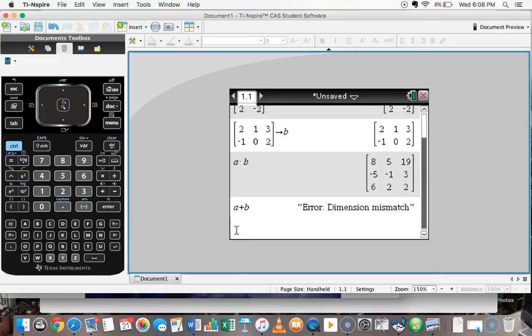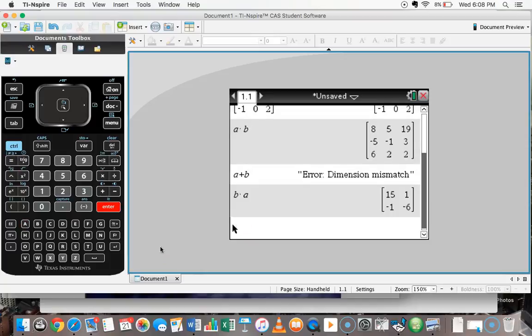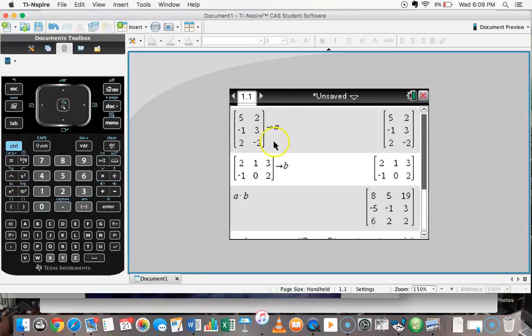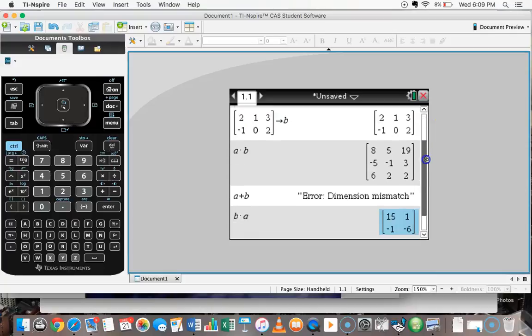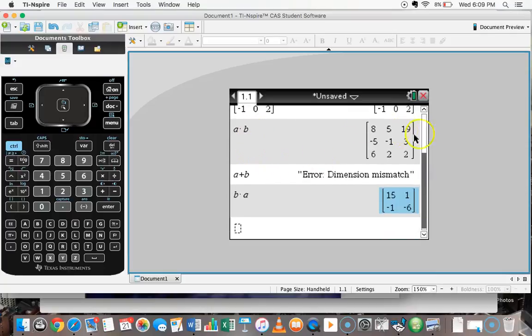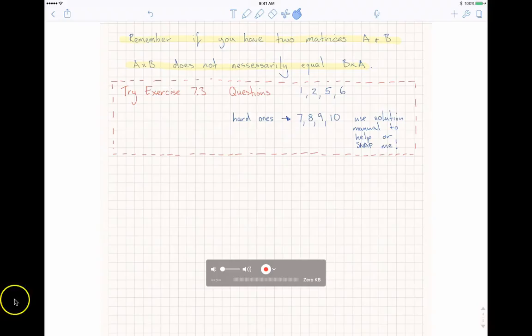So if we multiplied B times A, we get quite a different matrix. Oh, I did try A plus B, and of course that doesn't work, because if you remember, when we add and subtract matrices, they have to be of the same order. So it's no good, because we had a 3 by 2 and a 2 by 3 matrix, so they cannot be added. But we can either multiply them as A by B and get a 3 by 3 matrix, or we can multiply it B by A and get a 2 by 2 matrix.